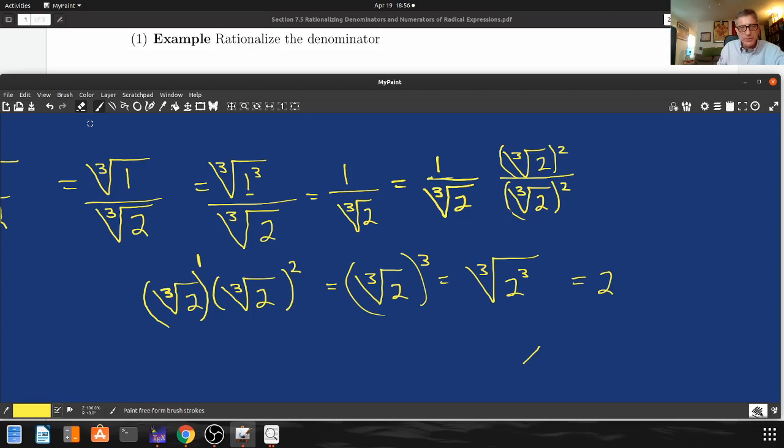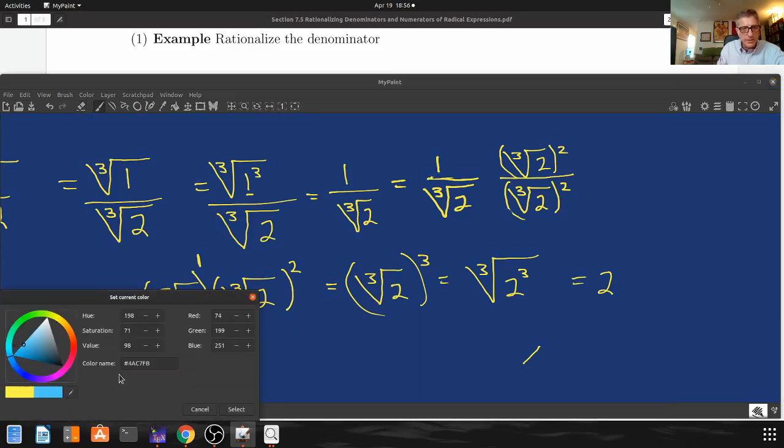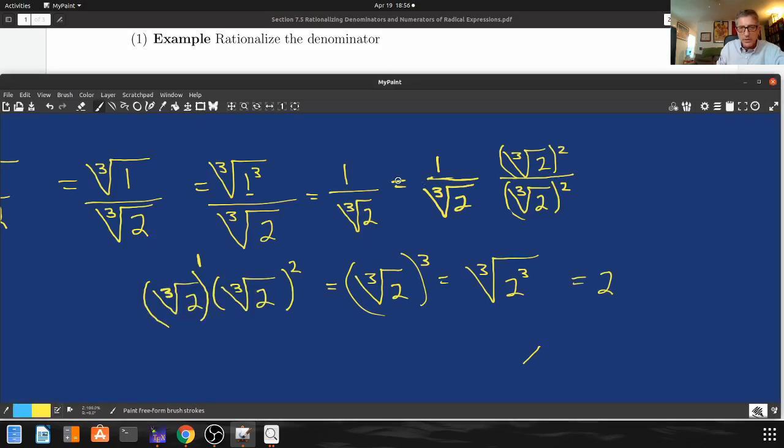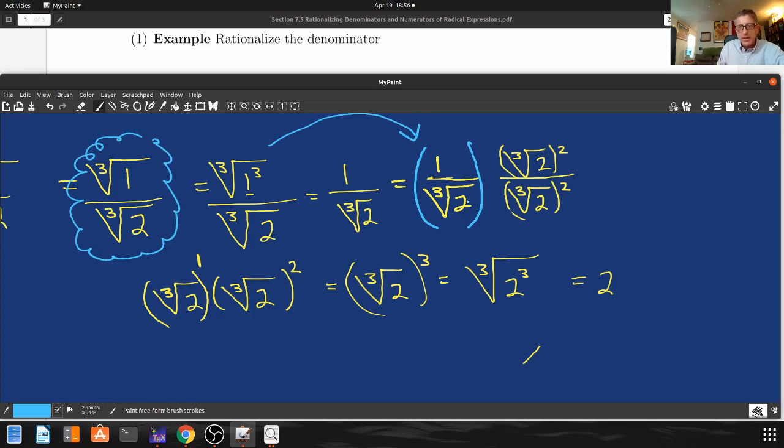So notice, use parentheses of a different color. I'm taking my original, after I simplified this as much as I could, I got this. And now comes the radicalization part. This has to be raised to the 3rd power, and it's only raised to the 1st.